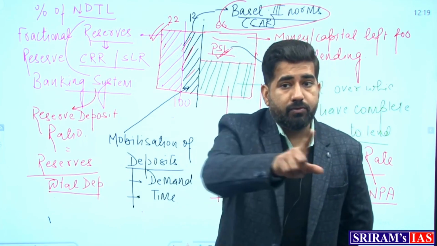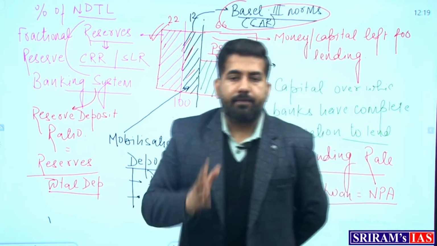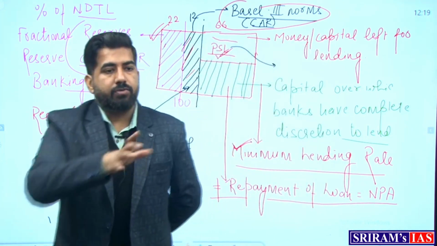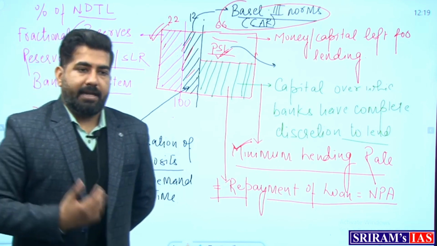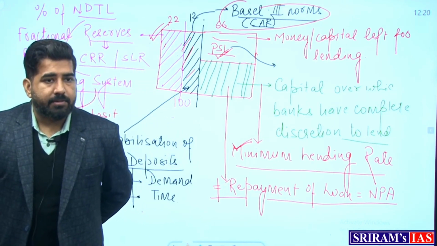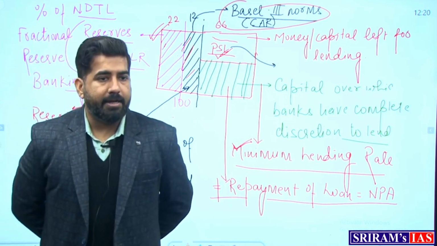Sorry? No, they have to choose only one benchmark for one set of loans. One set of loans, one sector of loans. For another sector, they can choose another benchmark. Like if I talk about home loans, they can choose one benchmark out of this. For another sector, they can choose the other benchmark. Are you getting my point?